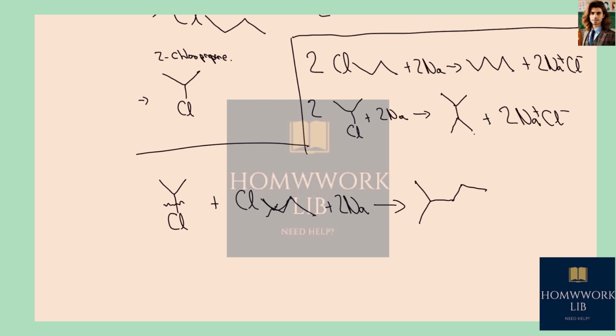In this case, it is 1, 2, 3, 4, 5. So it is going to be 2-methylpentane. And of course, two equivalents of sodium plus chloride minus. Just for the sake of completion, over here the name would be 2,3-dimethylbutane.